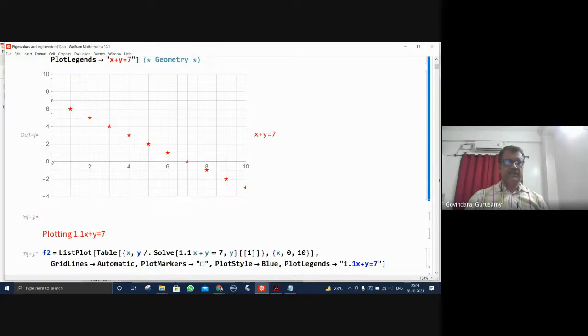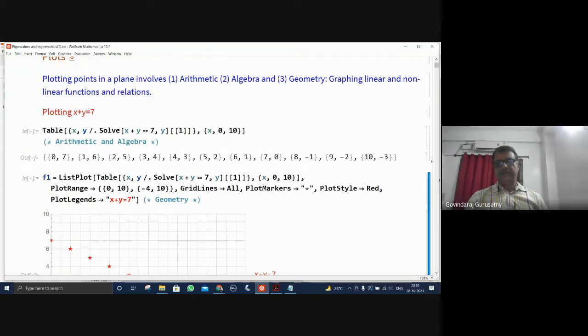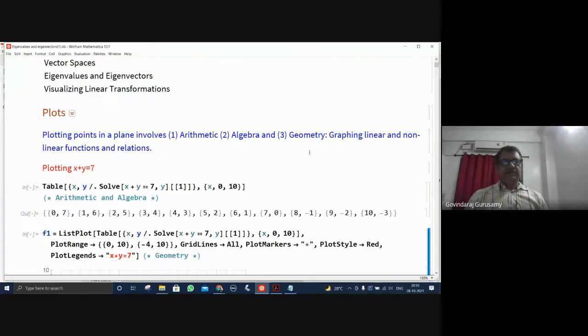For example, this is one vector which can be represented as x equal to 0, y equal to 7. This is another vector here, another vector. Similarly here, this way. Like this, it's possible to represent them. So therefore, it's very closely connected to the things which we are going to do.